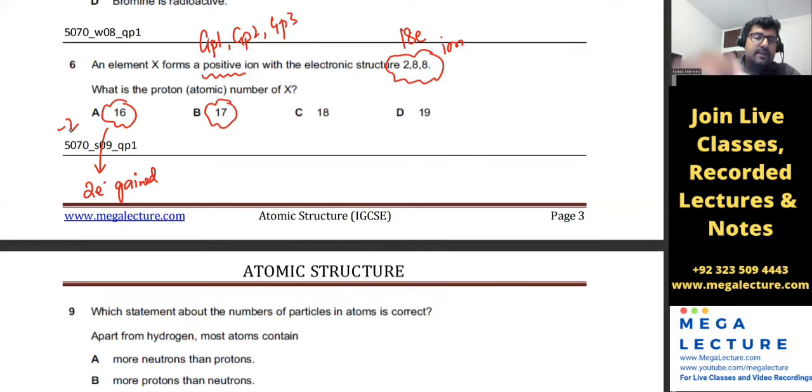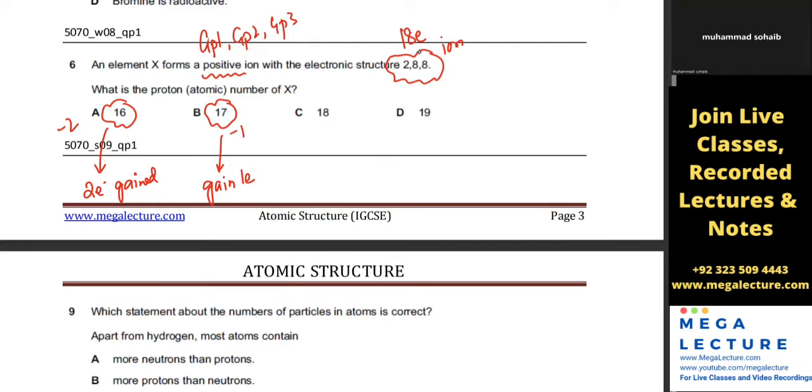What about this one? This other atom has 17 electrons. If it were to become this ion, it will need to gain how many electrons? It's going to gain 1 electron. So again, what would be the ion? A -1 ion.